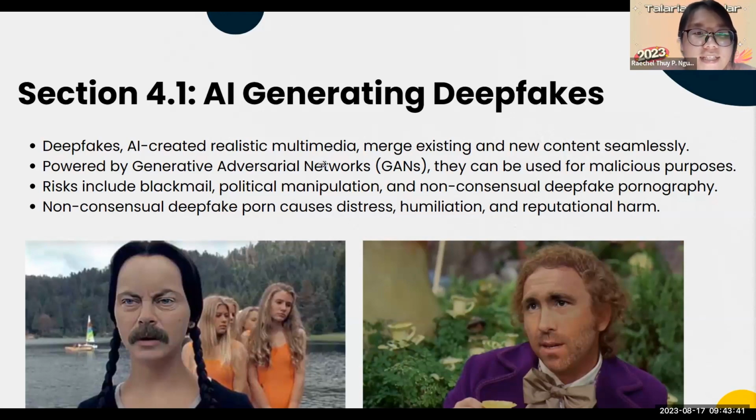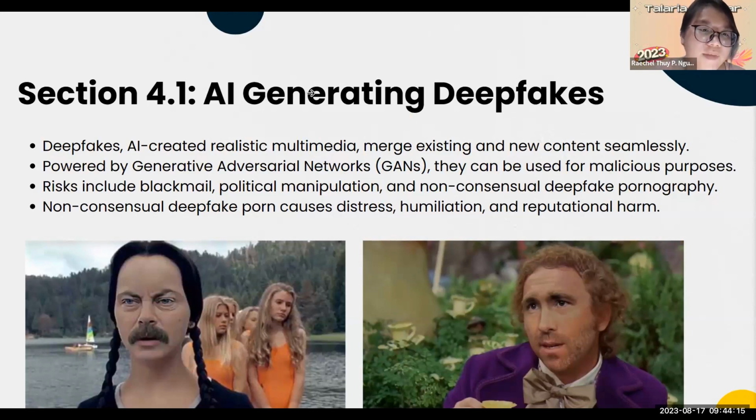So the first thing is AI generating deepfakes. Deepfake is the definition of trying to put the image of other people onto another person or object. No matter what it is trying to do, it is not good if you don't have the consent of the person whose image you are using.